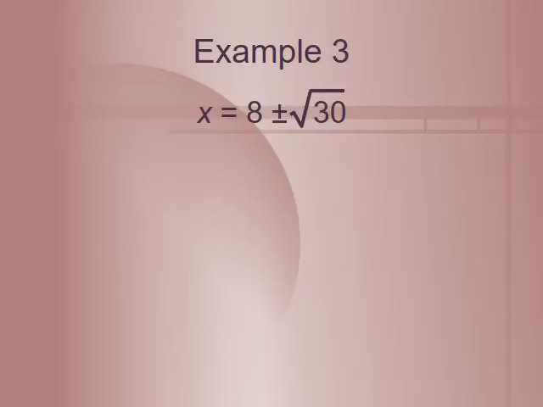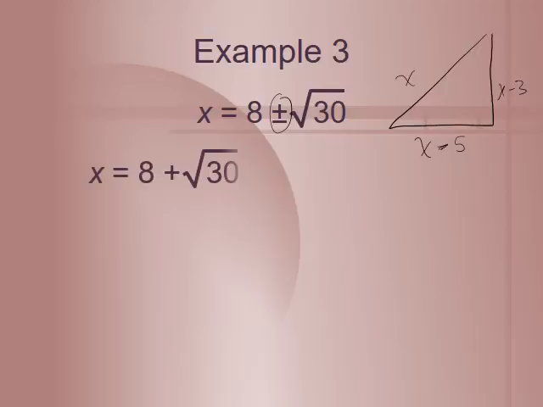So if we look at 8 plus or minus the square root of 30 in terms of a triangle, we know that the hypotenuse has to be longer than the sides. And if we remember, our sides were something like x minus 5 and x minus 3. Those were minuses. So if we look at our plus or minus sign here, that means it's 8 plus the square root of 30 or 8 minus the square root of 30.